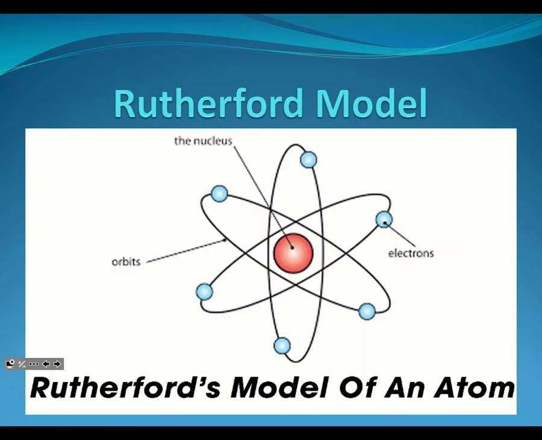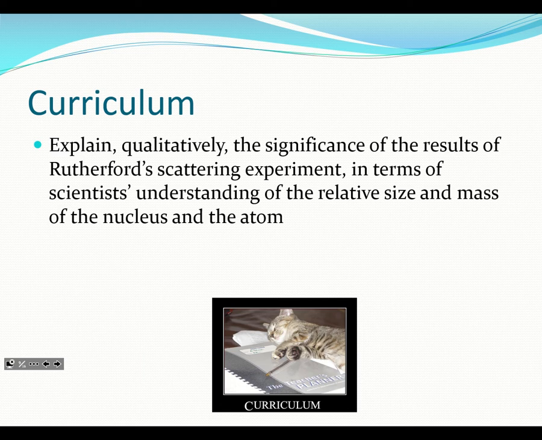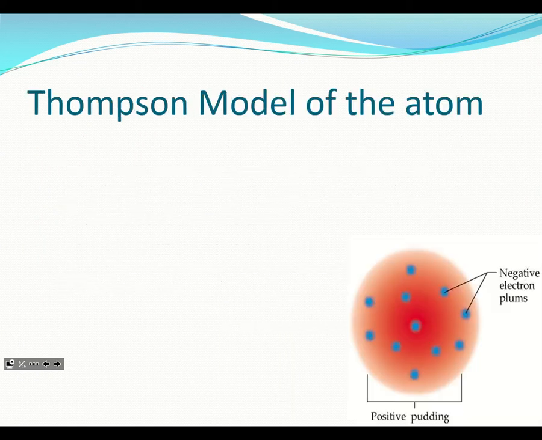Okay, so now we're going to look at a new model, the Rutherford model, which most people are pretty familiar with. It's like the favorite for sketching the atom, but it actually works horribly. So curriculum: explain qualitatively the significance of the results of the Rutherford scattering experiment, and in terms of size, scientists' understanding of relative size and mass of the nucleus, and explain qualitatively how the emission of EMR by an accelerating charged particle invalidates a classical model.